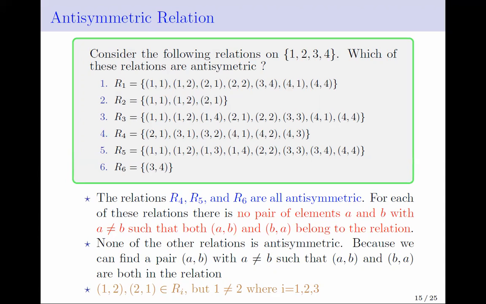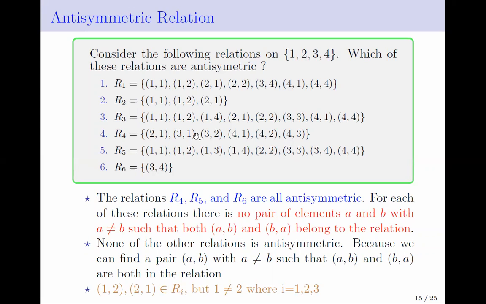Here 1 2 and 2 1 are present, but they are not equal. Therefore, R3 is also not an antisymmetric relation. Then what about R4? We have 2 1, 3 1, 3 2, 4 1, 4 2, 4 3. Look at this relation. Here I have only pairs of the form AB. We cannot have a pair of the form BA.